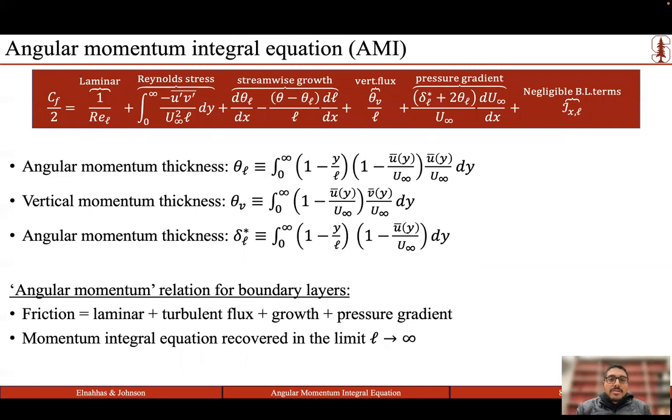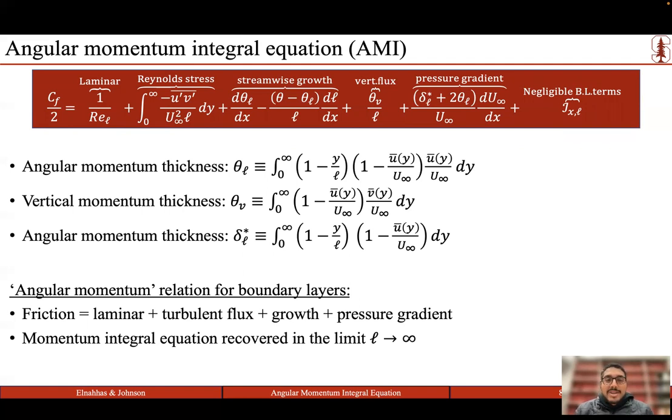If we do this to the full momentum deficit equations, we end up with these 6 terms at the top, which include the laminar, a direct Reynolds stress component, a component or a torque dependent on the streamwise growth of this boundary layer, on the mean vertical flux, on the free stream pressure gradients, and on negligible bound terms that are usually neglected in boundary layer analysis. There are 3 new length scales that have to be introduced.